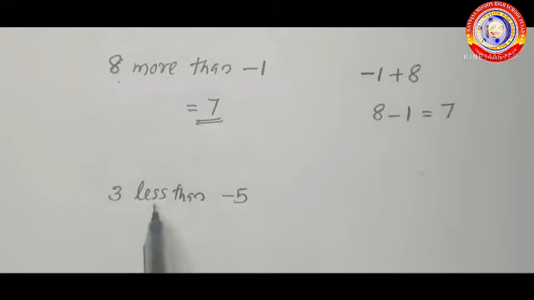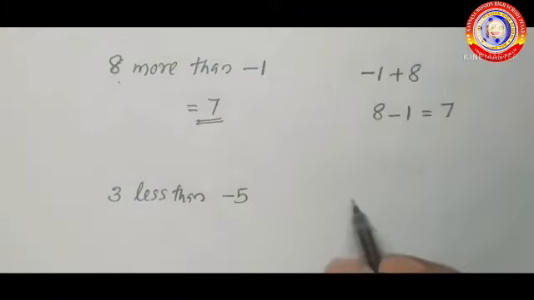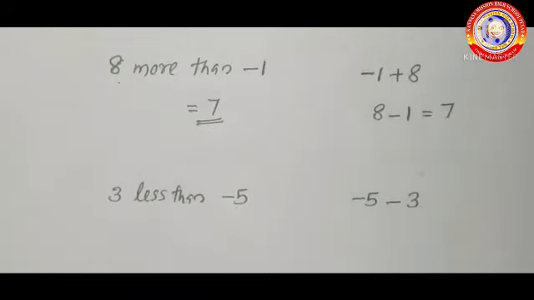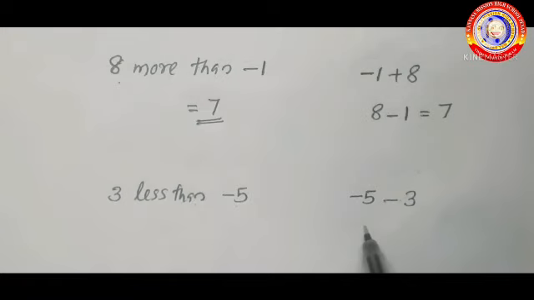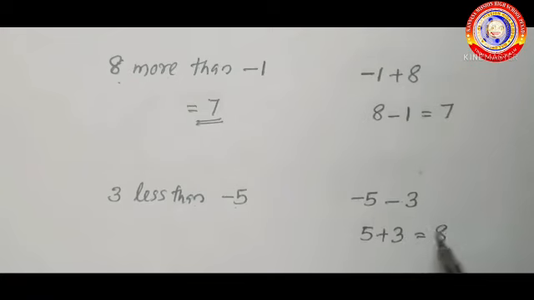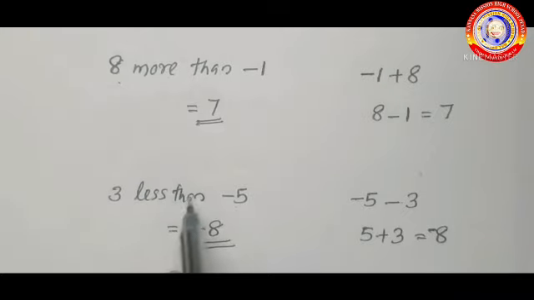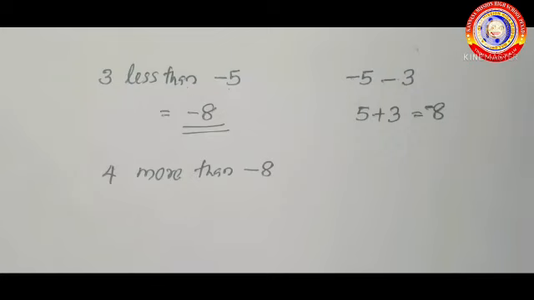Next one, 3 less than minus 5. 3 less than minus 5 means minus 5 minus 3. Here minus 5 and minus 3 are in same sign. So we have to add, then put the sign. So 5 plus 3 is equal to 8, then put the minus sign. So 3 less than minus 5 is equal to minus 8.